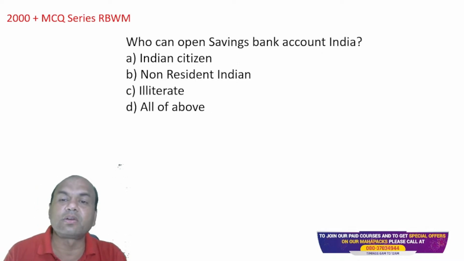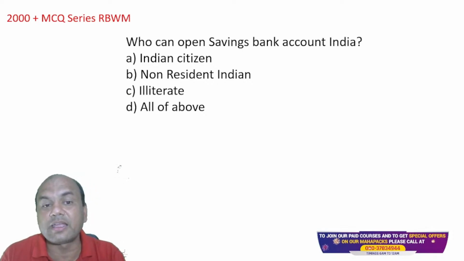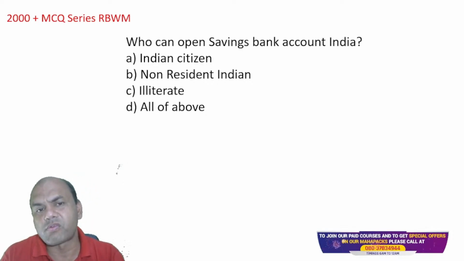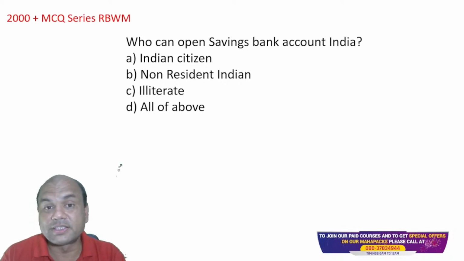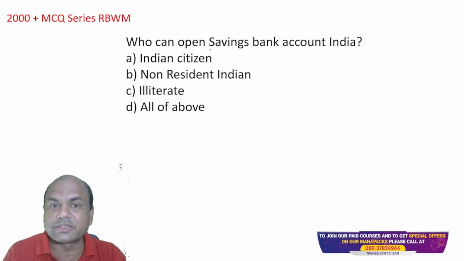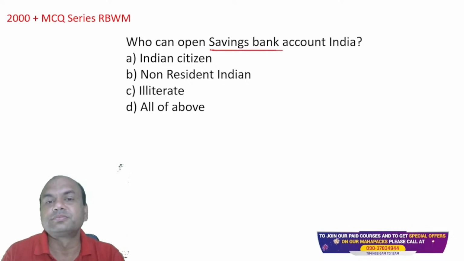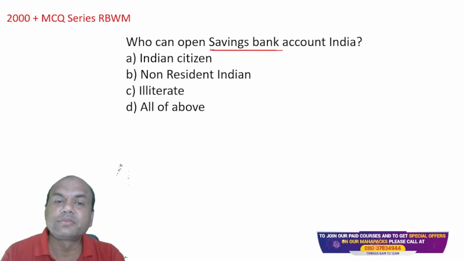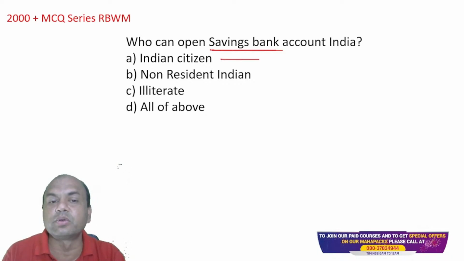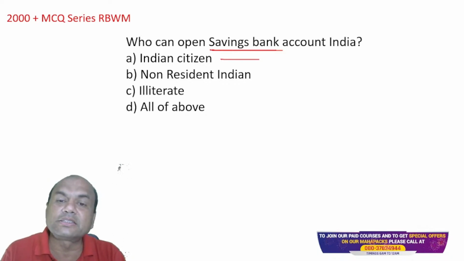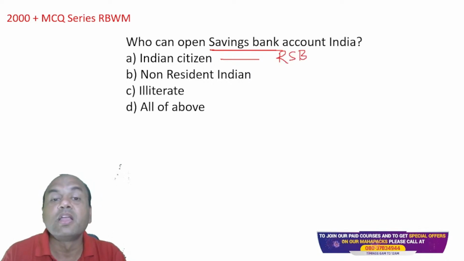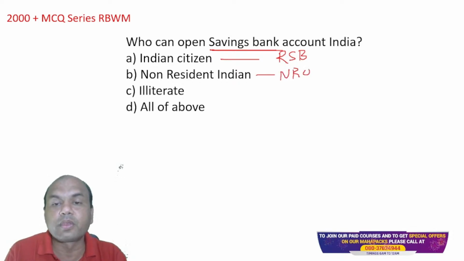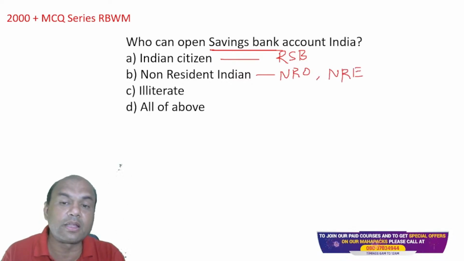Who can open the savings account in India? Indian citizen, NRI, illiterate, all of the above. Savings account can be opened by an Indian citizen. When an Indian citizen opens it, it is called a Resident Savings Banks account, RSB. When an NRI opens the savings account, it can be of two types, NRO or NRE. Both are allowed.